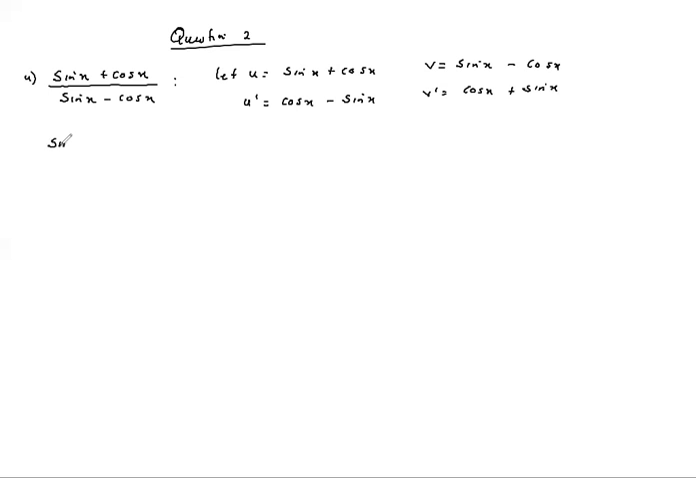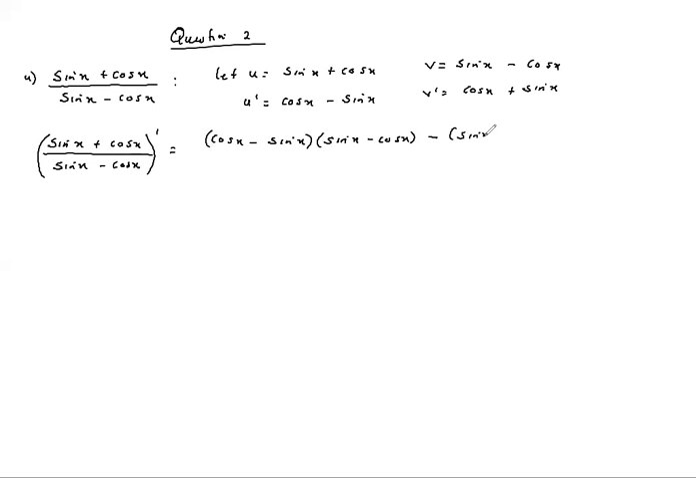So you're saying the derivative of this is going to be u prime, which is cos x minus sine x, multiplied by v, which is sine x minus cos x, minus the derivative of v, which is v prime, cos x plus sine x, multiplied by u, which is sine x plus cos x.